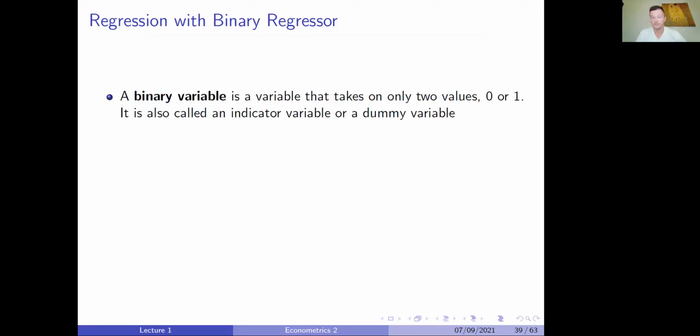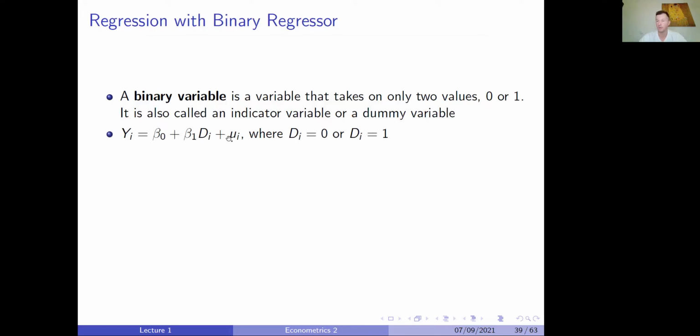So now, what if we have a binary variable as a regressor? A variable that takes only two values, 0 or 1. It is very common practice in econometrics to use binary variables as regressors, and we will have a lot of them during the course of Econometrics II. Other names for a binary variable are indicator variable or dummy variable.